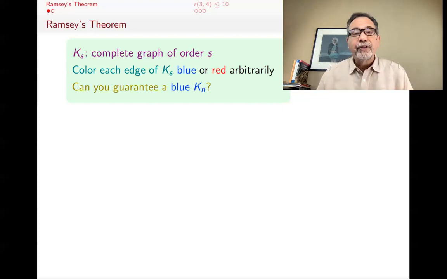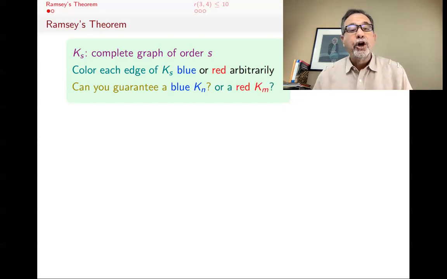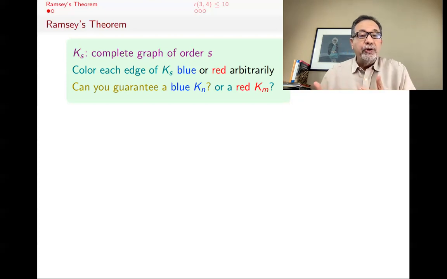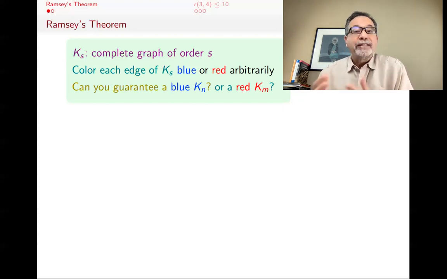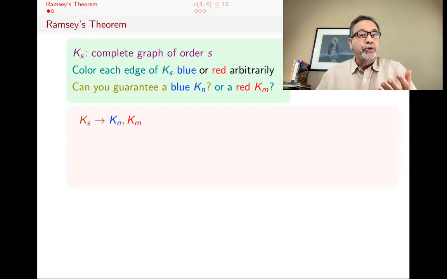But you're going to give yourself a little bit of flexibility and say, what if I can guarantee a blue KN or a red KM? M, another integer smaller than S, and a red KM would mean a complete graph on m vertices where all the edges between those vertices are colored red. If someone gives you a coloring of KS, and by that we mean coloring of the edges with two colors, can you guarantee a blue KN or a red KM? And the answer is most likely not. However, sometimes you can, depending on what S is and what N and M are.